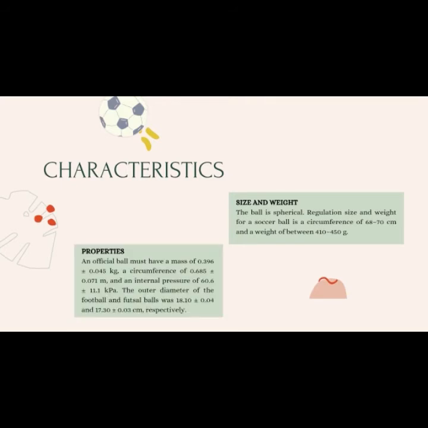Properties. An official ball must have a mass of 0.396 plus or minus 0.045 kg, a circumference of 0.685 plus or minus 0.071 meter, and an internal pressure of 60.6 plus or minus 11.1 kilopascal. The outer diameter of the football and futsal balls was 18.10 plus or minus 0.04 and 17.30 plus or minus 0.03 cm respectively.